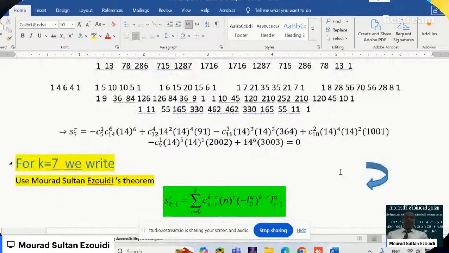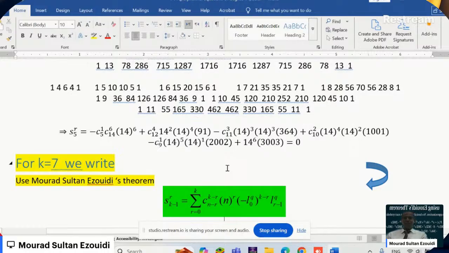We go step by step by making substitutions: L0 with 14, L1 with 91, L2 with 364, L3 with 1001, L4 with 2002, and L5 is 3003. Here it is going to be equal to, now, you can put 14 raised to the power 6 as a common factor. Just write the binomial coefficients. This is a binomial coefficient, 364. Where is it? This one. Now, just calculation, and you will find that it is equal to 0.